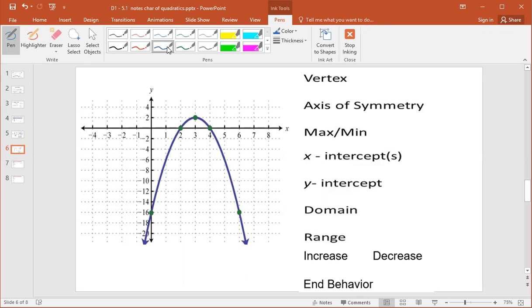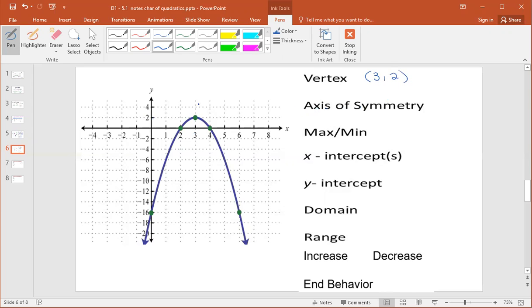So the first thing is we want to locate the vertex. If you remember, the vertex is where it changes direction, so it is either the highest or lowest point. Since this is upside down, it is the highest point here, and so this is at (3, 2). So you want to make sure that you're looking at the values on the actual axis here. So this would be (3, 2).